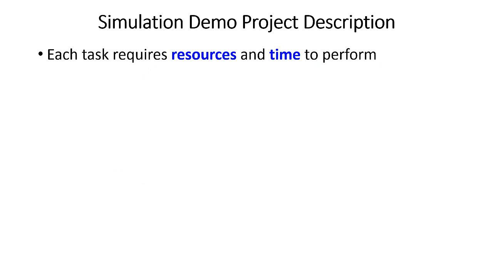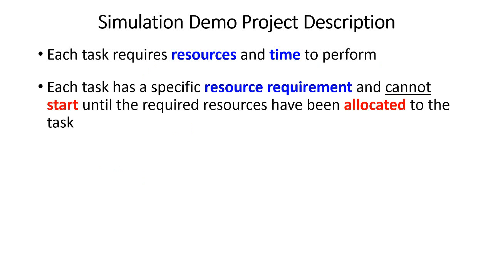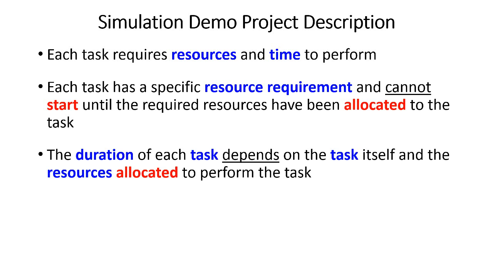Additionally, each task requires resources and time to perform. Each task has a specific resource requirement and cannot start until the required resources have been allocated to the task. And the duration of each task is going to depend on the task itself, based on the amount of work that has to be done and on the particular resource that gets allocated to perform the task. In our simulation demo, I'll show you how the resources that we have scheduled have different proficiency levels and rework probabilities depending on what tasks they perform.